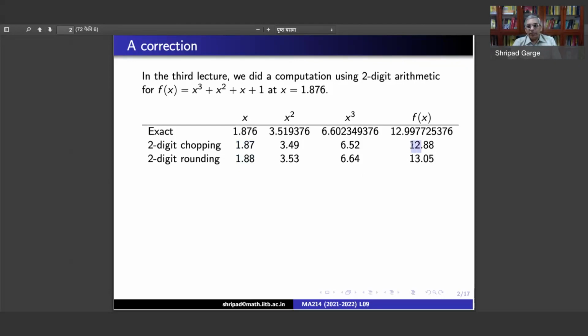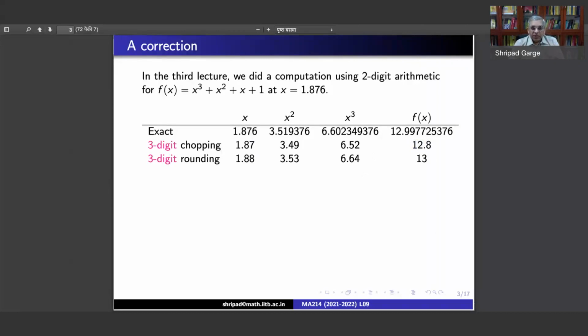In fact, when we computed f(x), we were looking at four digits. Even that's not allowed. We should look at only three digits there. So that change would be 12.8 and 13. If you remember, it was 13.05, and now it has simply become 13. So this is the correct three-digit chopping and three-digit rounding method.